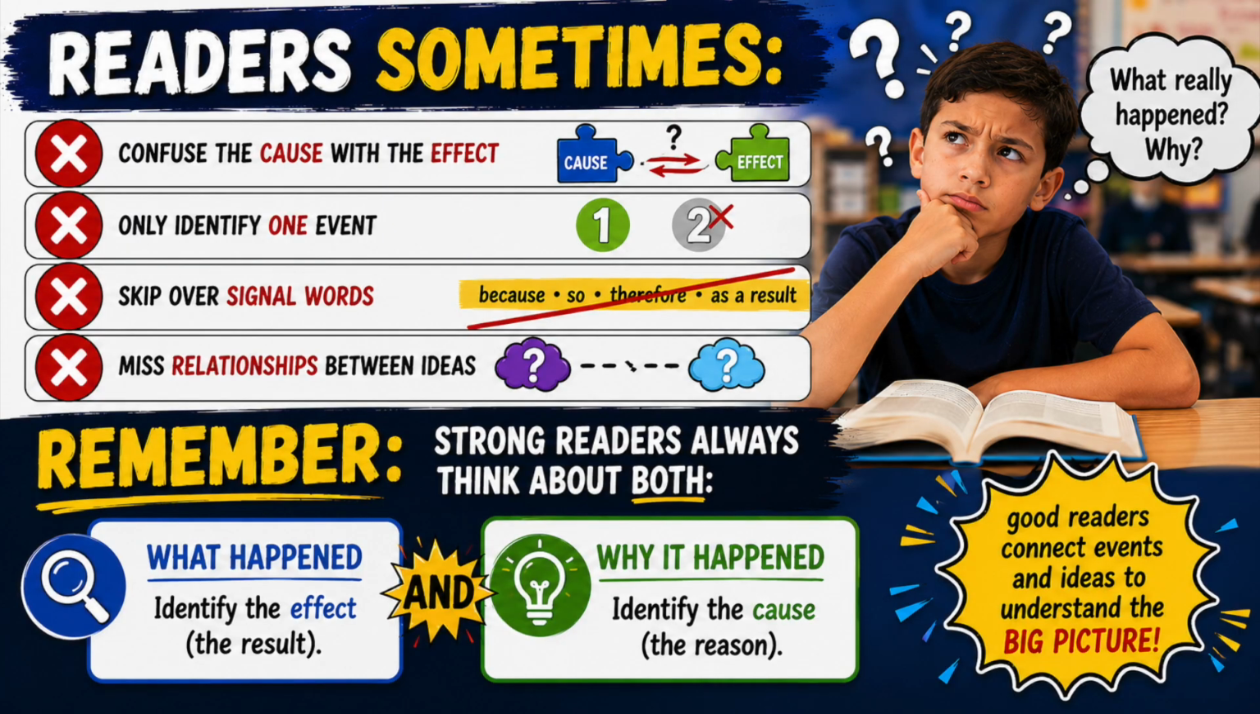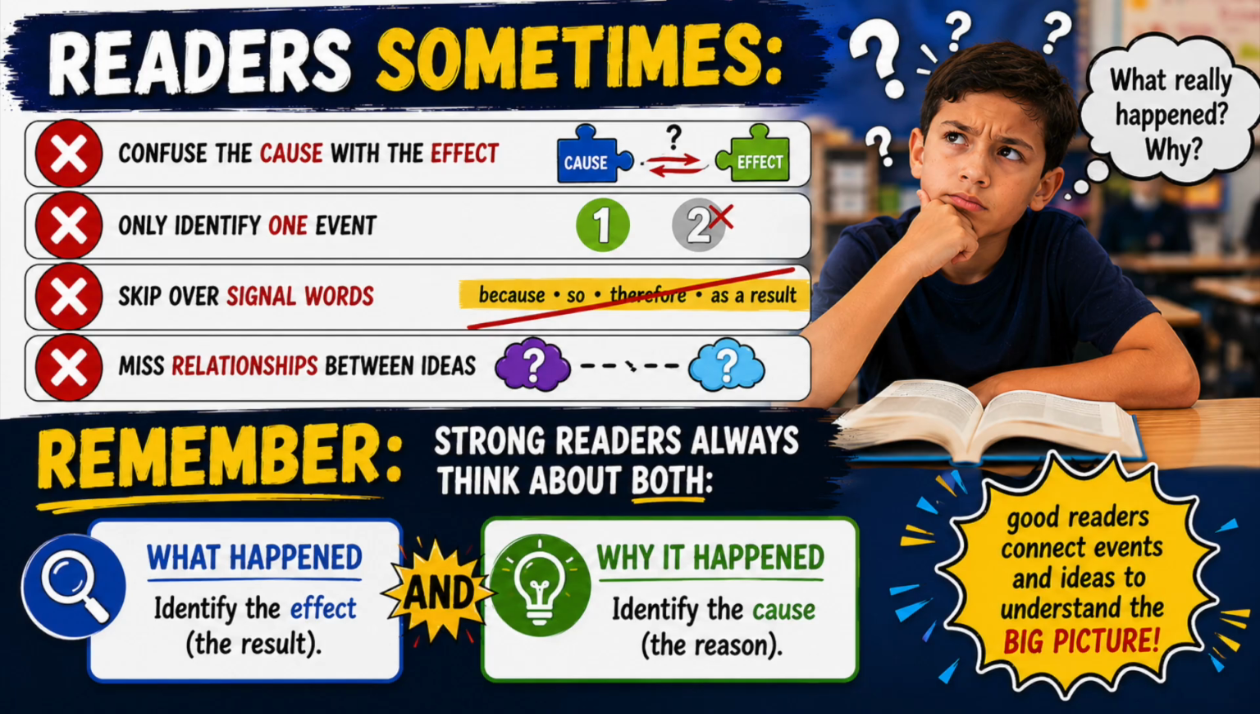Let's talk about some common mistakes. Readers sometimes confuse the cause with the effect, so make sure you go through the steps that we've outlined in our practice. Only identify one event. There could be multiple events that have different effects, so if you identify one pairing at a time, that will help eliminate any confusion.